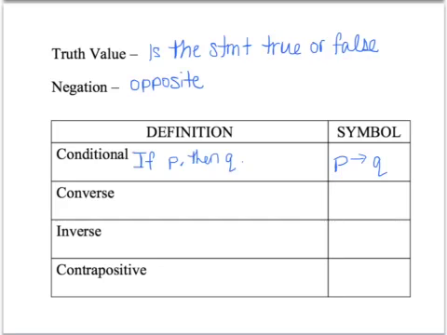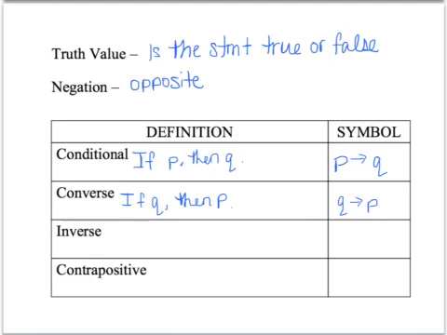All right. The converse is when we exchange the hypothesis and the conclusion. So if Q, then P. Now in symbols, that's going to look like Q implies P.